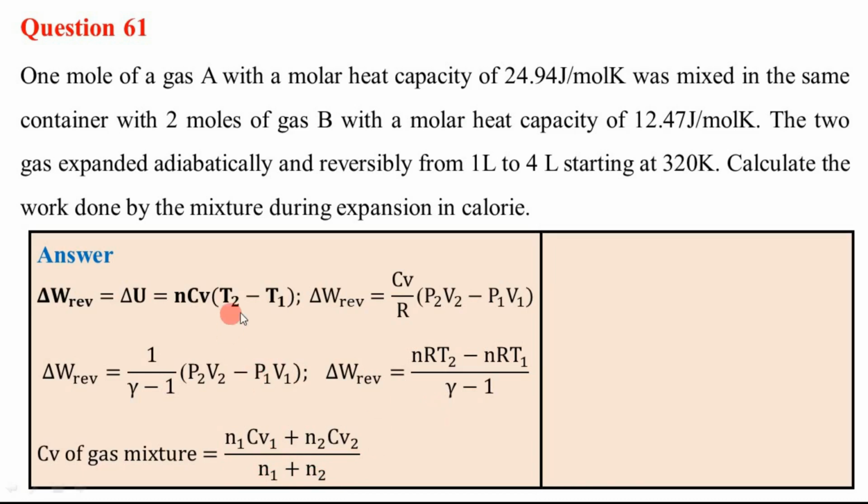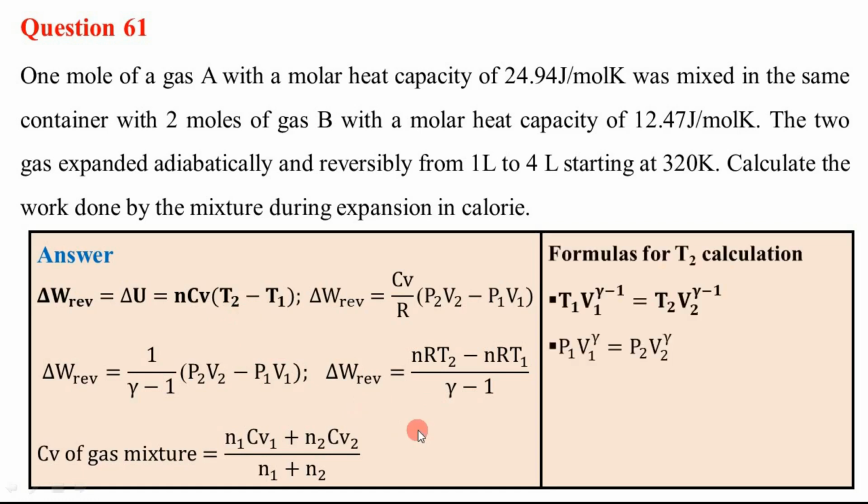How do we calculate the T2 for reversible process? Remember, we use this formula. This is the formula. This is the second formula. This is the third formula. But we need to calculate here the T2. You can use this one because we have a V1 and V2. We have also the gamma ratio. We have the gamma ratio here. The work done by mixture during expansion.